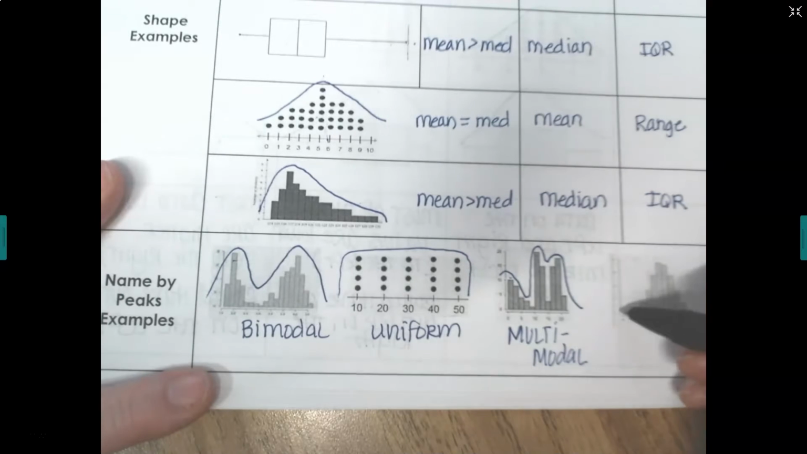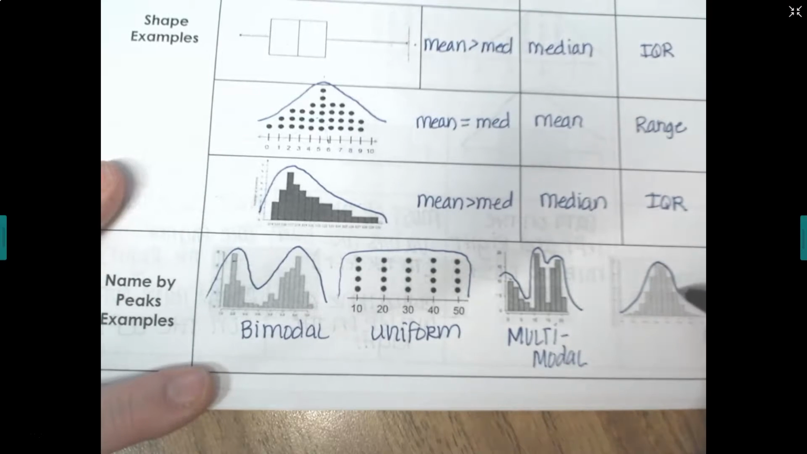And then for our last one, remember we're describing by peaks, not by shape. That would be symmetric for shape, but there's only 1 peak. Even though there's 2 tall bars side by side, they only make 1 peak. So this is going to be unimodal.